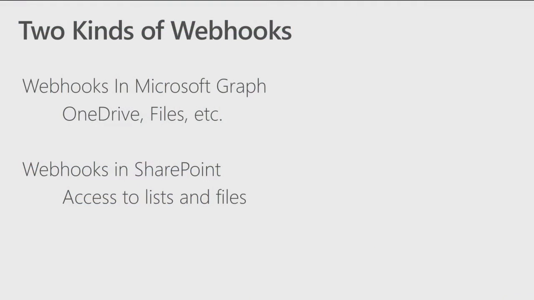Now, there are two kinds of webhooks in Office 365 writ large. There are webhooks that are exposed in Microsoft Graph, for doing things like working with OneDrive and files and all of the other kinds of content that you might see inside of Microsoft Graph. And we're expanding the set of webhooks that are available there. And then there are webhooks that are exposed specifically from SharePoint for things like lists and files. We're going to deal with the latter today, but all the techniques that you'll see also apply to Microsoft Graph.